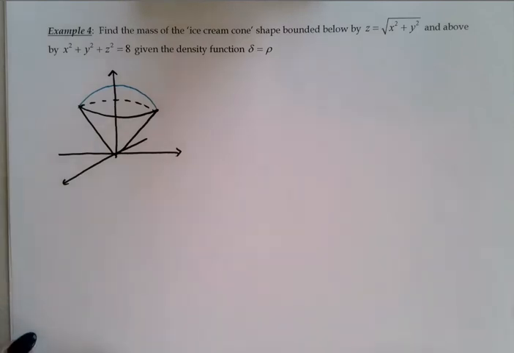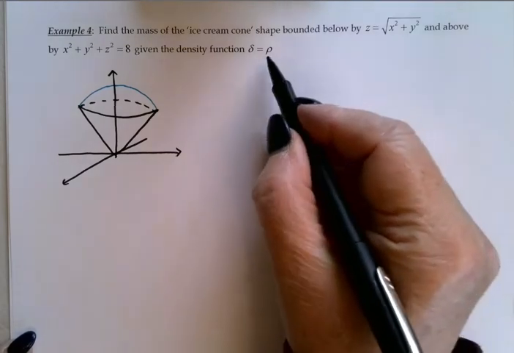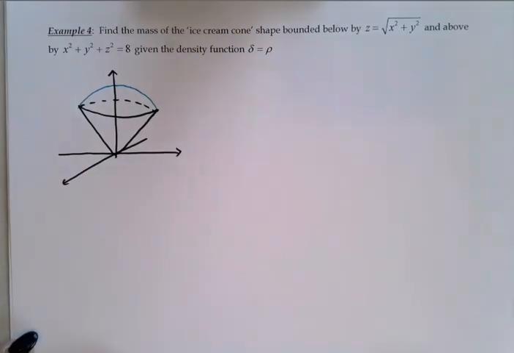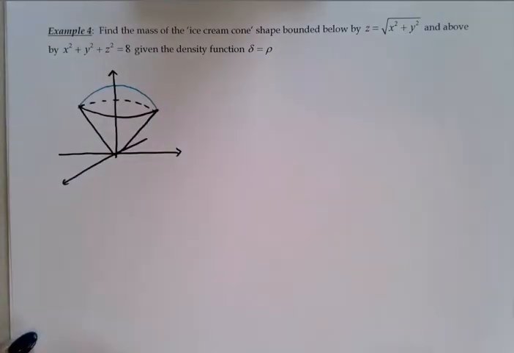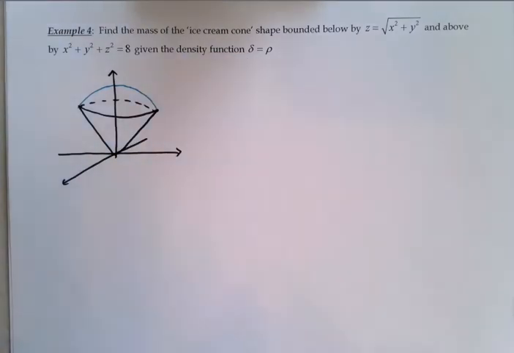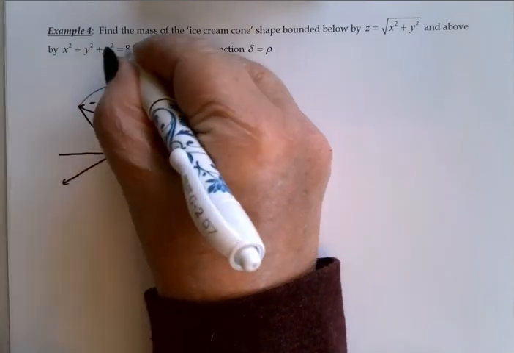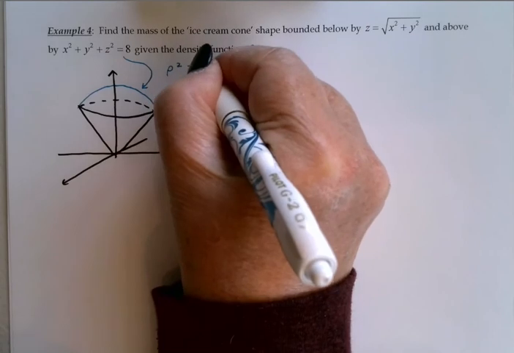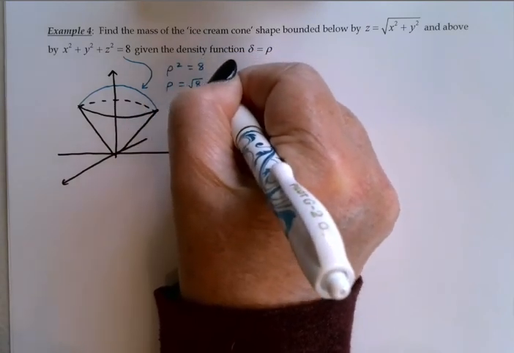All right, let's think about what those would look like. I do want to use spherical coordinates, and I know that for sure because my density function is already given in spherical coordinates. This is a sphere, which is great, and cones are usually pretty good as well. So let's think about what these equations would look like in spherical coordinates. The sphere itself is just rho squared equals 8, or rho equals the square root of 8, or 2 square root 2.